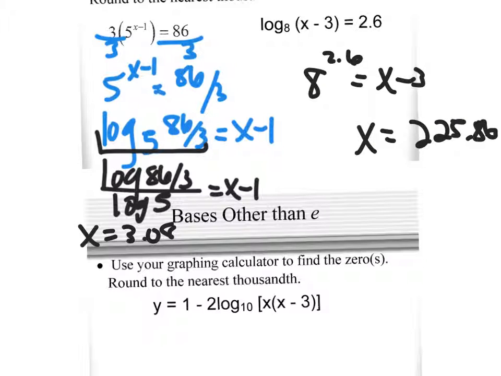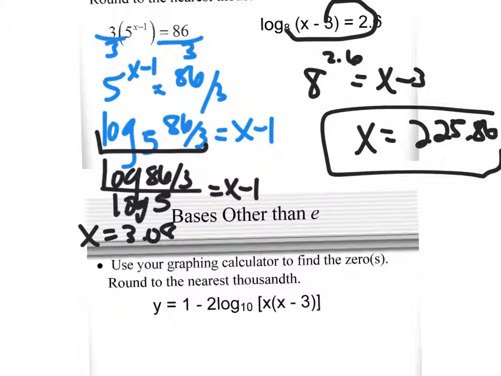All right, so hopefully you did exponential form. So 8 to the 2.6 equals x minus 3. Then you can just do 8 to the 2.6 in your calculator, add the 3, and you get 225.86.